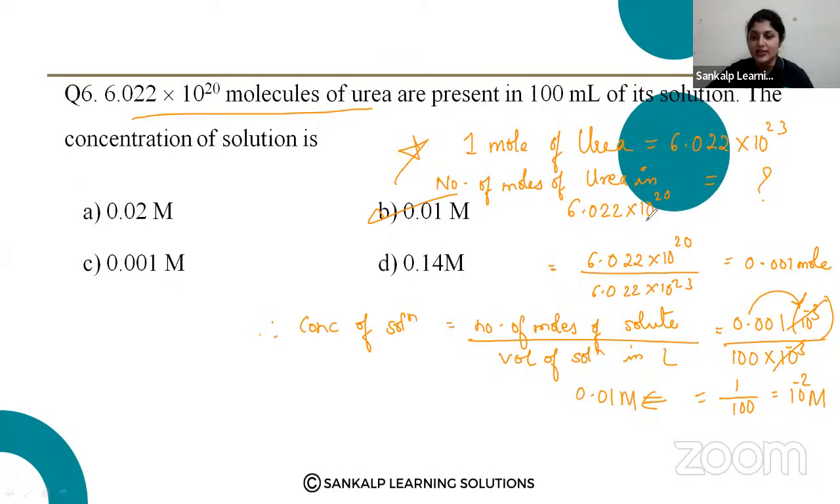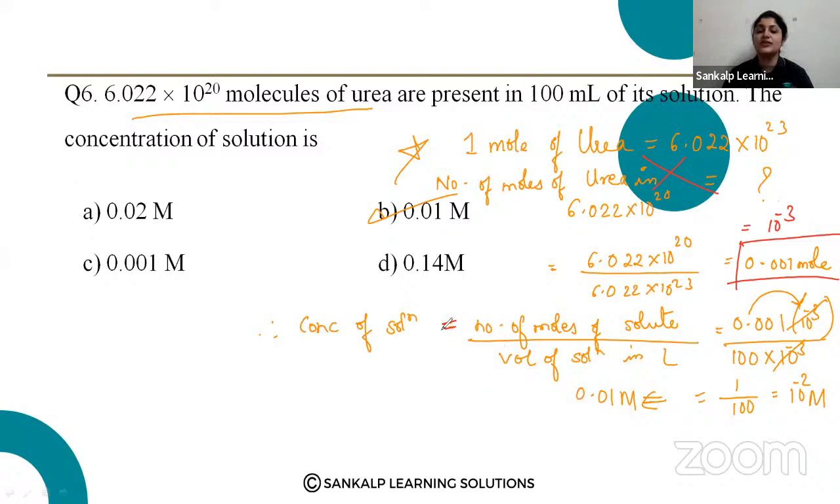So what I did, I just did cross multiplication here. These many molecules contain this much, so for this many, how much does it contain? After doing cross multiplication, it comes to be the number of moles, 0.001, which is nothing but 10 raised to minus 3. Now, the concentration of solution.